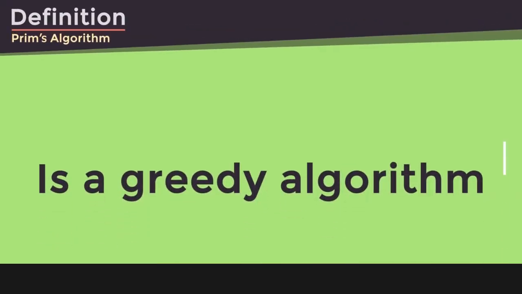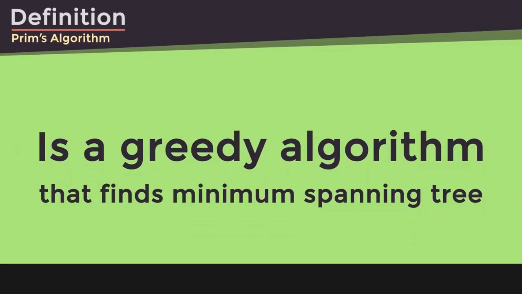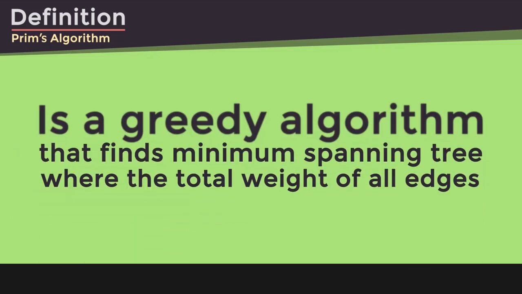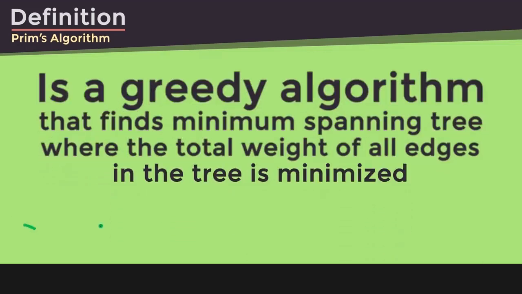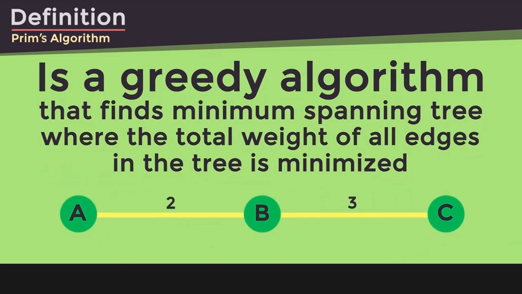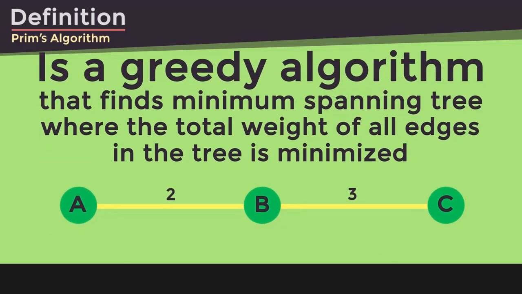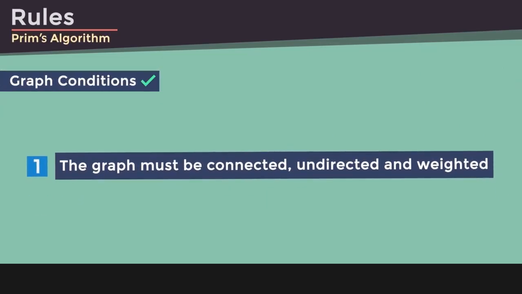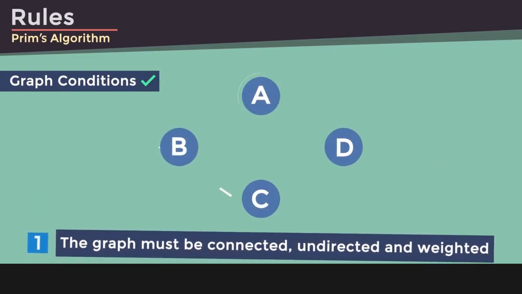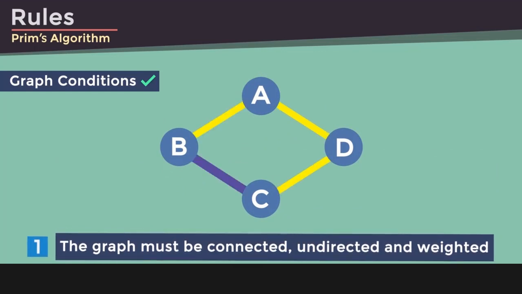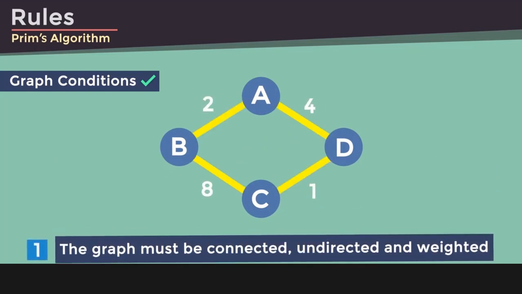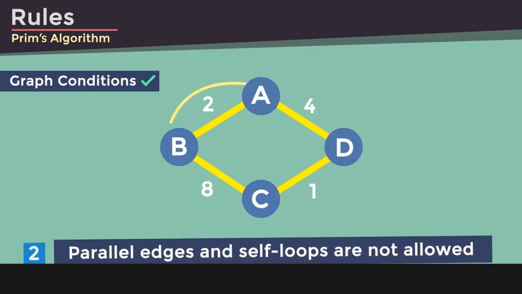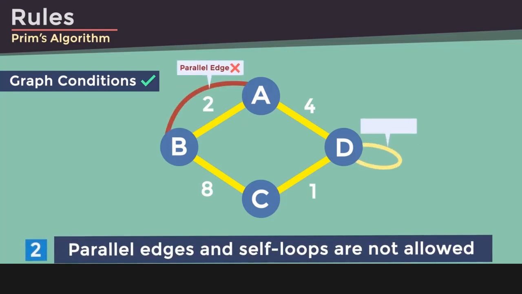Hello and welcome to the lecture about Prim's algorithm. Prim's algorithm is a greedy algorithm that finds a minimum spanning tree where the total weight of all edges in the tree is minimized. There are conditions corresponding to the original graph. The first one is that the graph must be connected, undirected, and weighted. Additionally, parallel edges and self-loops are not allowed.